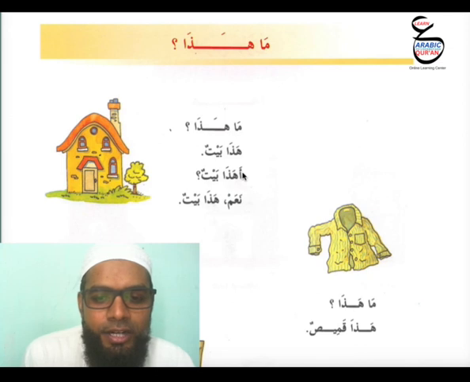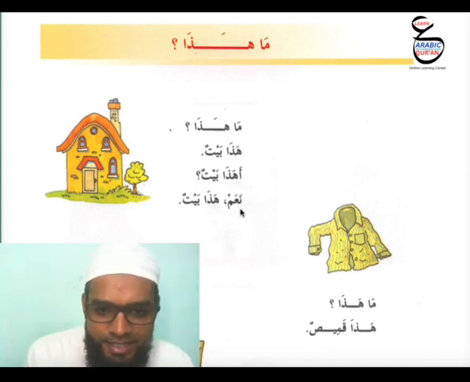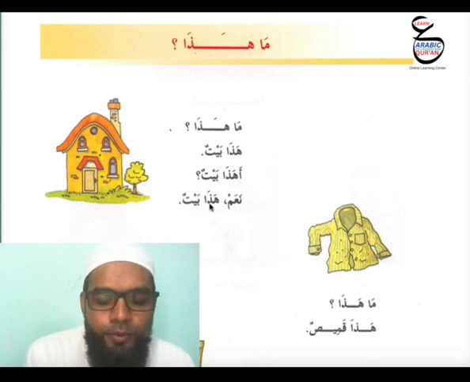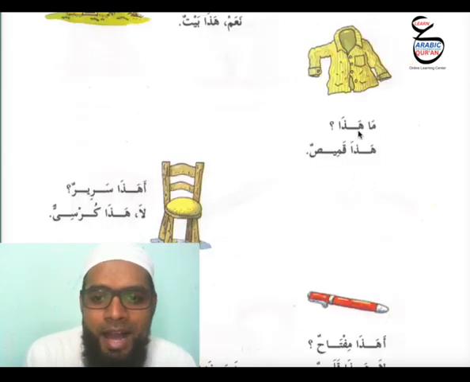Here the word 'this' also comes for a question mark: Ahada baitun. Is this a house? We can answer with the word naam, yes. Naam, hada baitun. Yes, this is a house. Ma hada. What is this? Hada qamisun. This is a shirt.